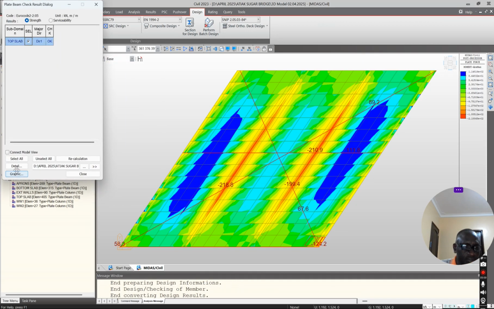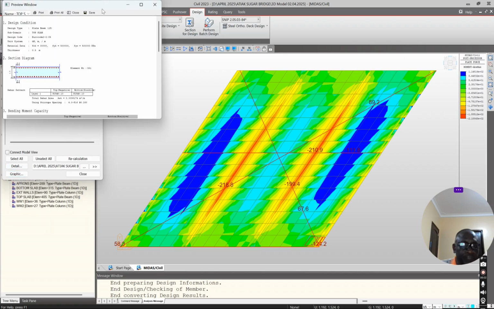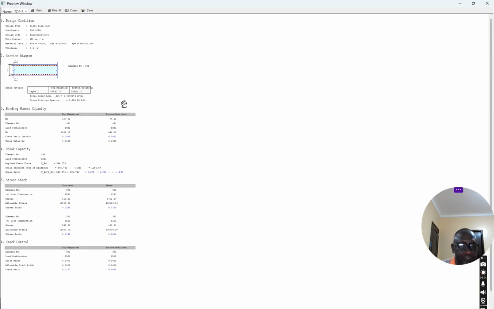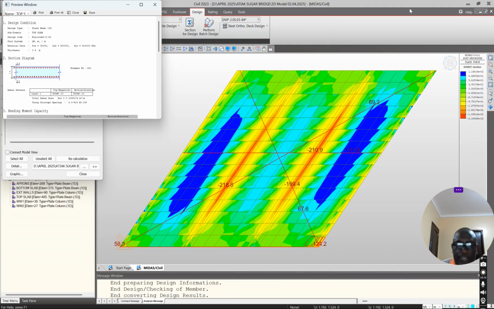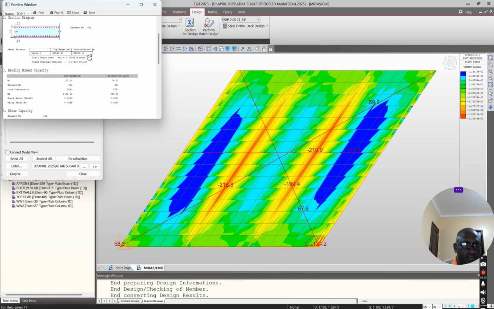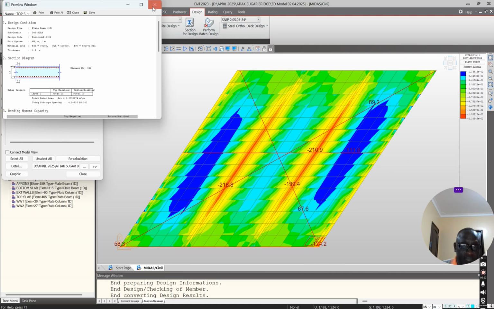Top slab is given, detail and graphics. So from graphics, you find actually here that we have T25 at 100, but we could still reduce. So this is what I have. I want now to compare. So this is what you have, T25 at 100, which is passing, but is that the only thing?